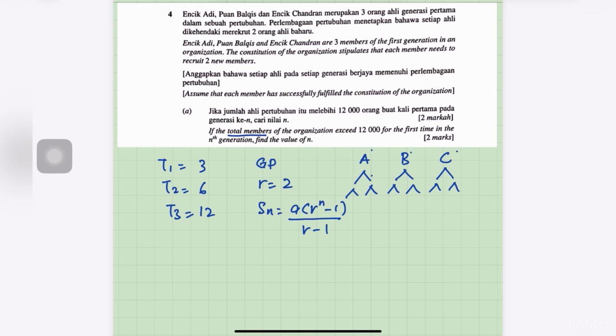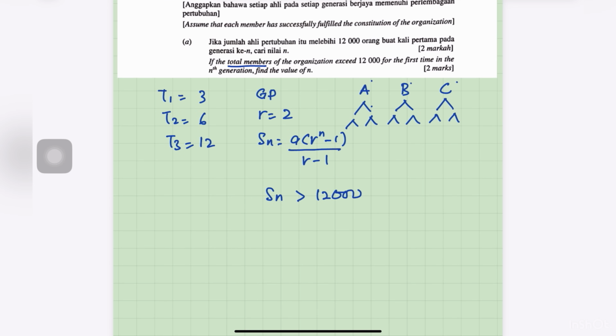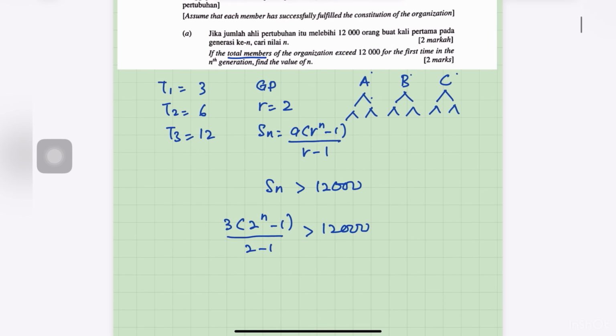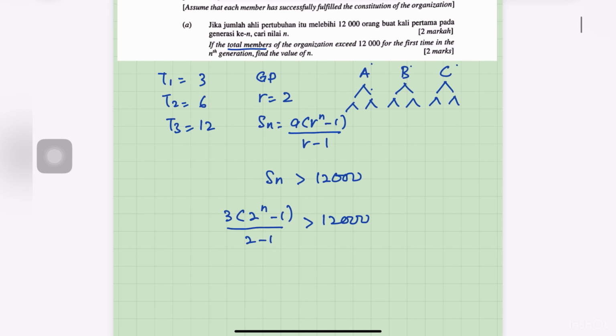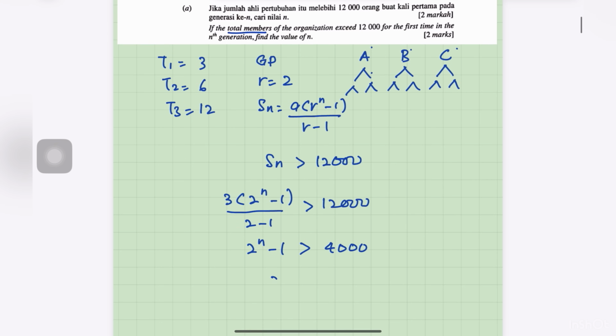So meaning that as n exceeds 12,000. Okay, so we substitute here. We already have the value of A and R, so we substitute into the formula. A is 3, so 3 times (2 power of n minus 1) over (2 minus 1) is more than 12,000. Okay, so then here 2 minus 1 is 1. So here we have 2 power of n minus 1 is more than 12,000 divided by 3, which is 4,000. Okay, so add 1: 2 power of n is more than 4,001.